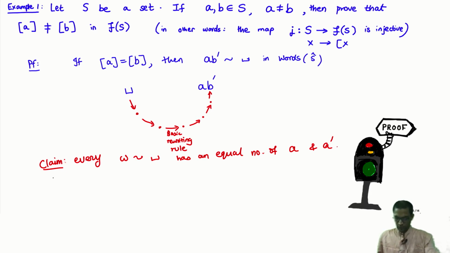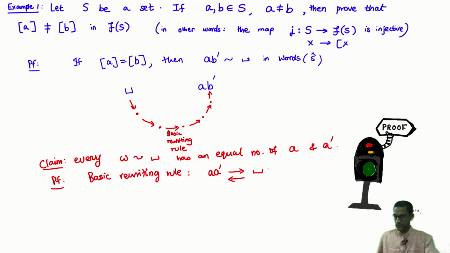And the proof is more or less clear. We just have to look at what a basic rewriting rule does. This just follows from what the basic rewriting rules were. It either takes an A A prime, if you have an occurrence of A A prime, you can replace it by the empty word. Or conversely, if you have the empty subword, you can replace it by A A prime.